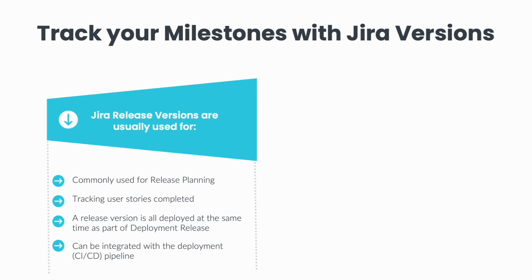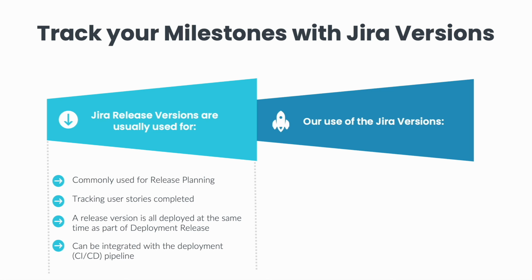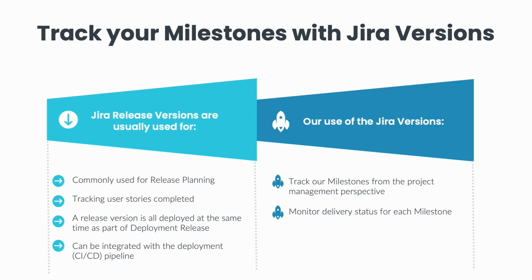Jira Versions can even be integrated with the deployment pipeline, also called continuous integration and continuous delivery pipeline, for the purpose of showing in a live way which user stories have been deployed by the development team. We will use the Jira Versions functionality for the purpose of release planning, but we will also use it to track our milestones from the project management perspective, for the purpose of tracking and making sure our delivery is on time for each milestone, and able to communicate risk and delays to our stakeholders and business owners.